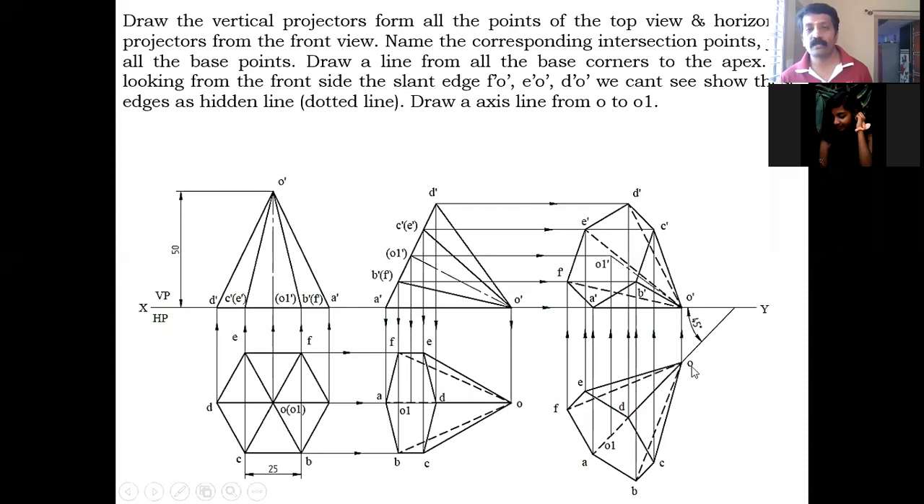Here also the apex you write towards the XY line, towards VP. You are looking from here for the front view. The entire base you can see, which is your base A, B, C, D, E, F. You make it a visible edge.